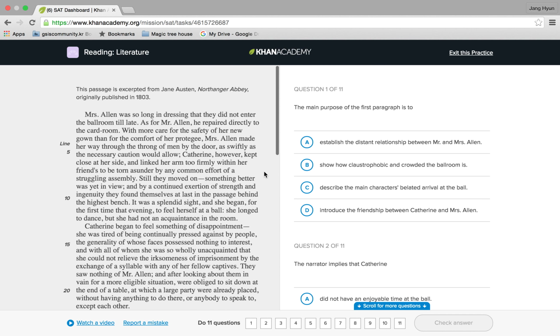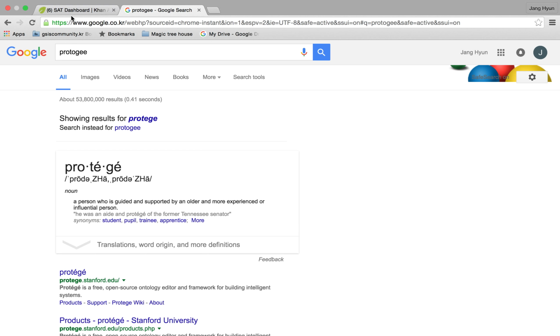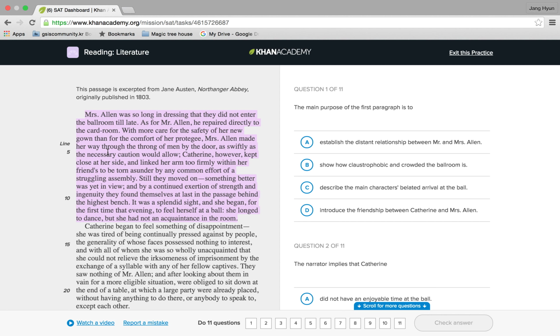So he's quite a nice man, Mr. Allen. Now, finally, we will get to solve these problems. The main purpose of the first paragraph is to, this is quite easy. Let's see, establish, where's the first paragraph? Here to here. Okay. Establish the distant relationship between Mr. and Mrs. Allen. Oh, with more care for the safety of her new gown than for the comfort of her protege. Wait, first of all, we should look up what a protege is. Protege: a person who is guided and supported by an older and more experienced person. So like her husband. Okay.